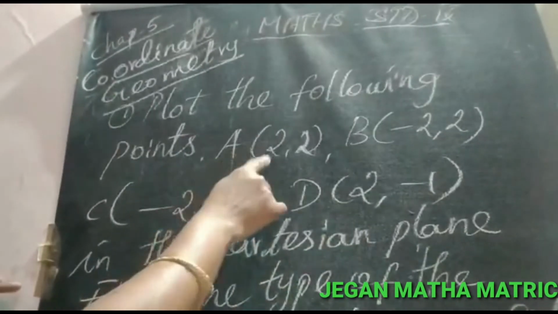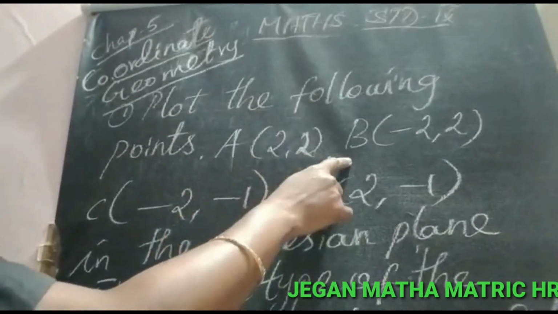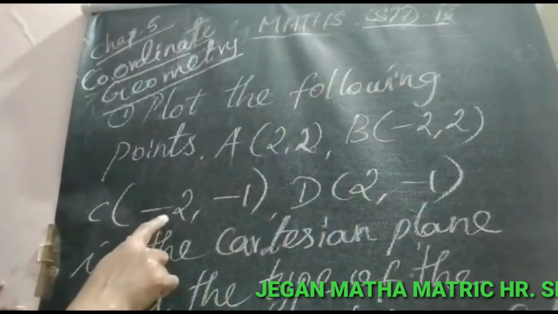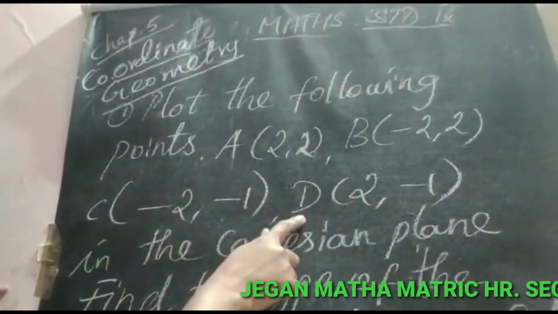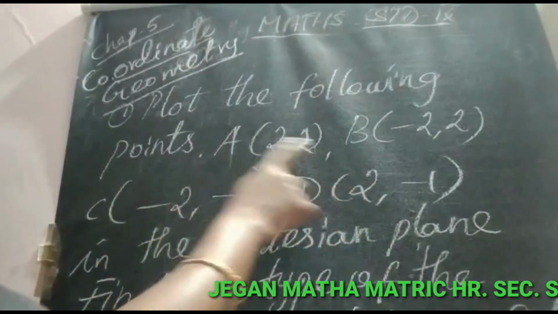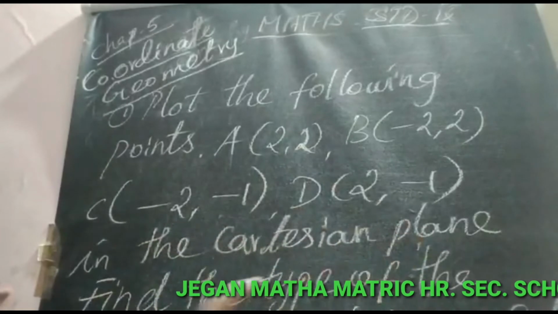Point A is 2, 2, so plus 2 comma plus 2. Point B is minus 2, plus 2. Point C is minus 2, minus 1. Point D is 2 comma minus 1. You can plot these 4 points on the Cartesian plane.